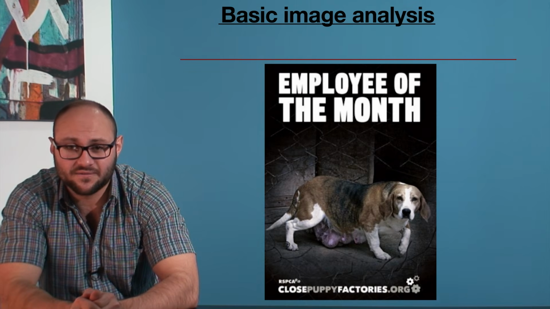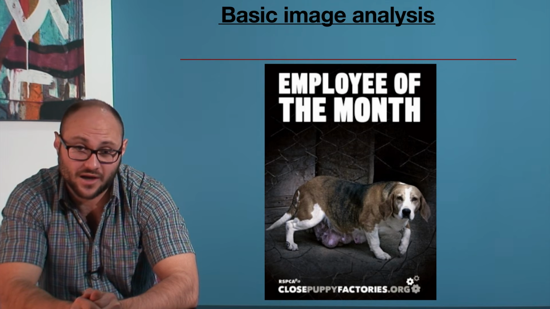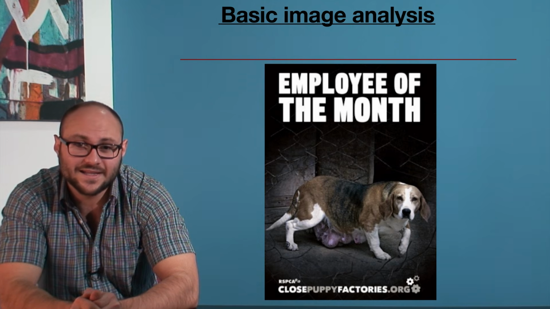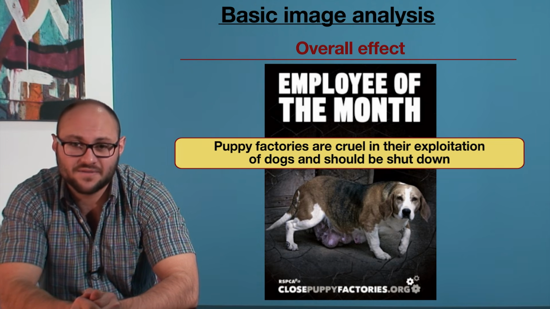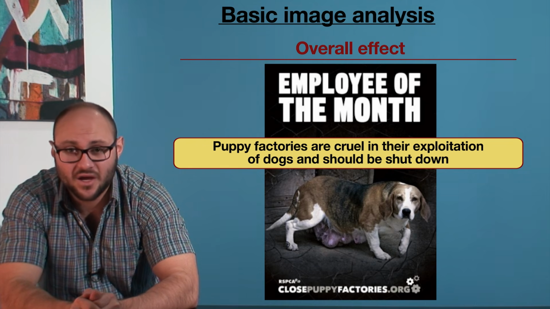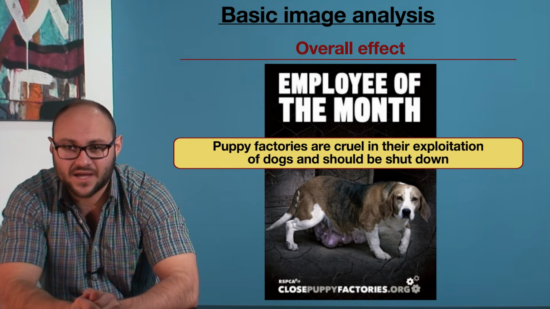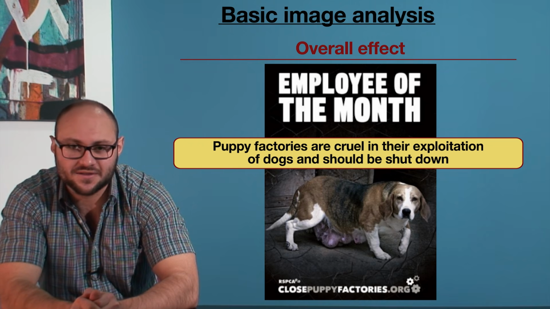Take a look at the following visual, which was used as part of an RSPCA campaign a few years ago aimed at stopping the sale of mass-bred puppies by pet stores and online. First, let's look at the overall effect. The writer is trying to communicate that puppy factories are cruel in their exploitation of dogs and should be shut down. On top of that, they have an aim to encourage readers to not just agree with them, but take action, as evidenced by the suggested link at the bottom of the visual.